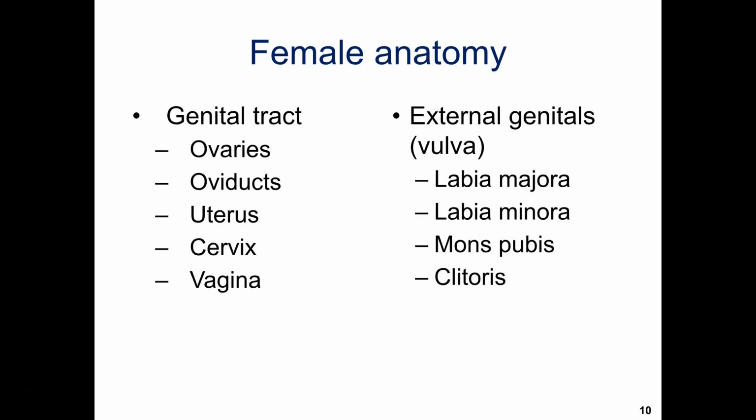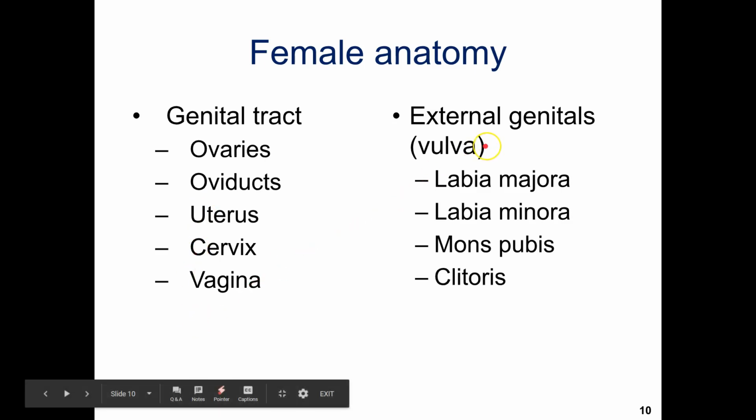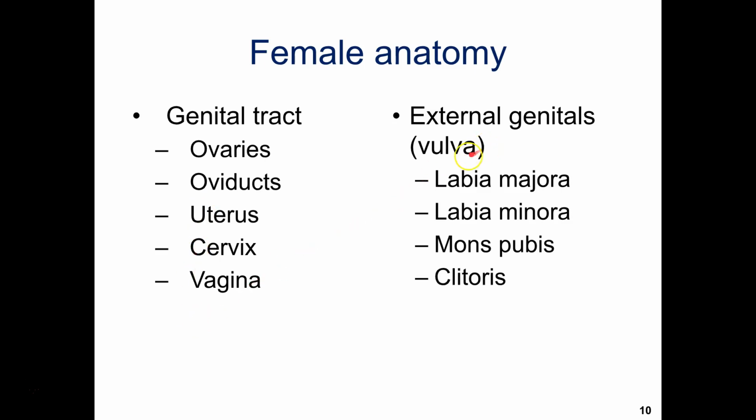But we're going to be talking about the various parts of the female reproductive anatomy today. The genital tract, which includes the ovaries, oviduct, the uterus, the cervix, and the vagina. And then you have the external genitals, which are also referred to as the vulva, which include the labia majora, labia minora, mons pubis, and clitoris.